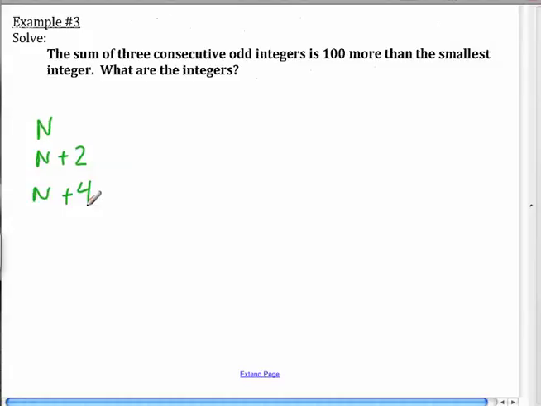Now it says the sum of 3 consecutive odd integers. How can I write that, Ian? N plus n plus 2 plus n plus 4. That's the sum of those 3 consecutive odd integers.